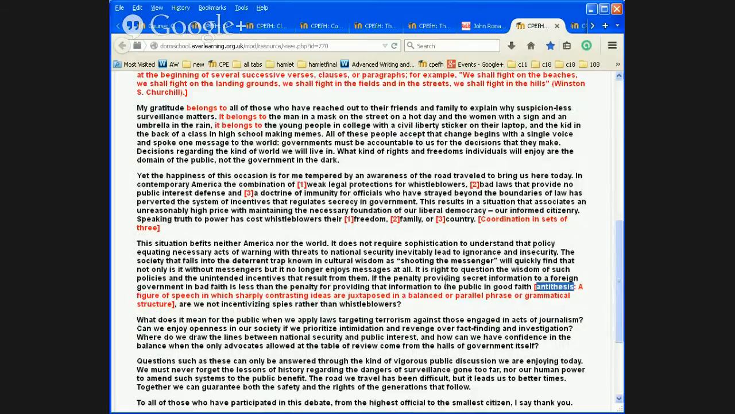If the penalty for providing secret information to a foreign government in bad faith is less than the penalty for providing that information to the public in good faith, are we not incentivizing spies rather than whistleblowers?